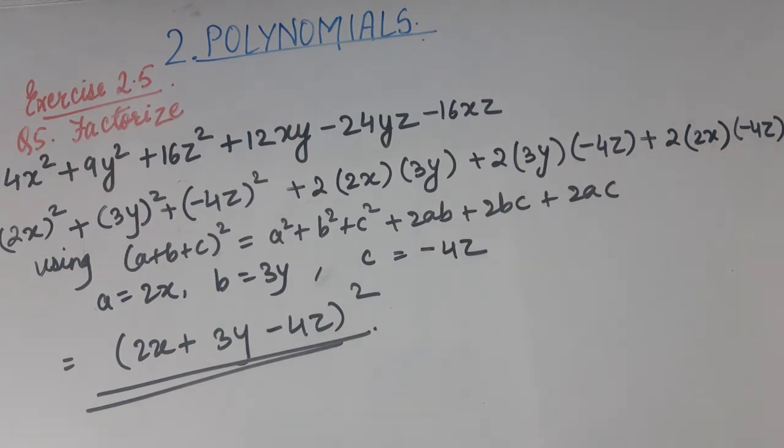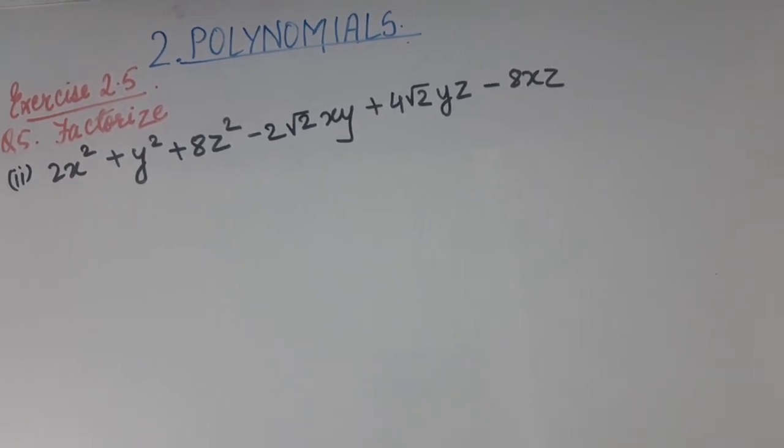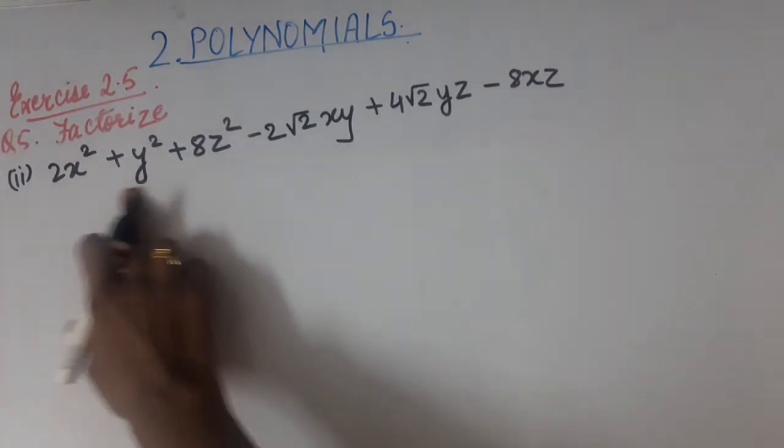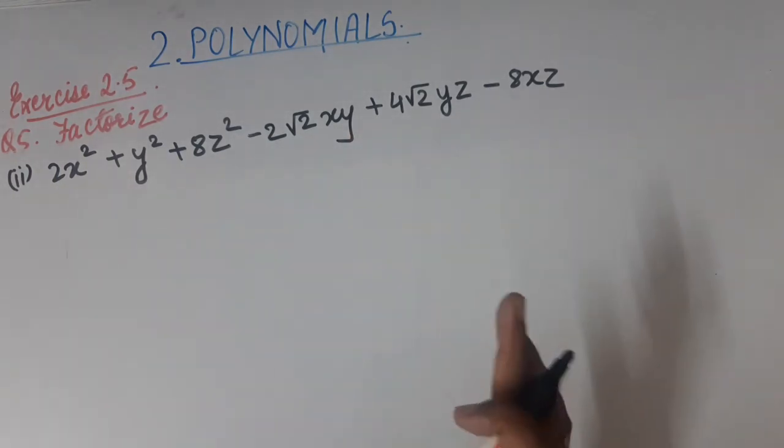Now let us see the second question. Factorize 2x square plus y square plus 8z square minus 2 root 2 xy plus 4 root 2 yz minus 8xz. Looking at the roots, don't get confused, it is not difficult. Again we need to identify the hidden identity. There are 6 terms, so it can be a plus b plus c whole square.